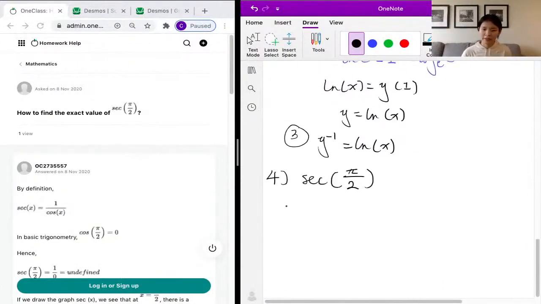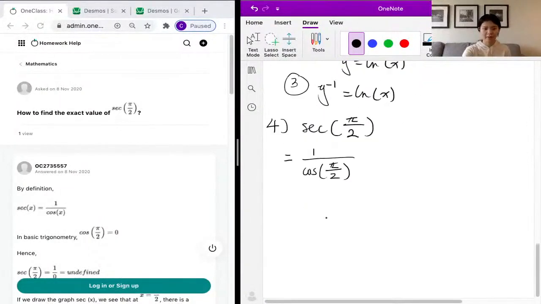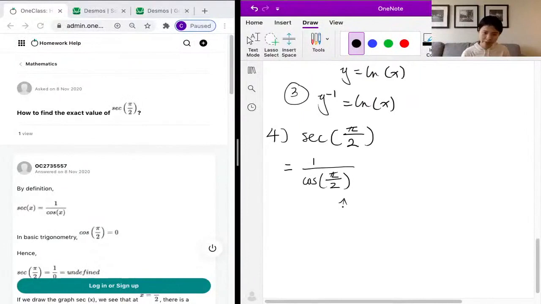We know that the secant function is equal to 1 over the cosine of an angle. So the secant of an angle is equal to 1 over the cosine of the angle, and the secant of pi over 2 is equal to 1 over the cosine of pi over 2. Next, we use our unit circle to check what the value of cosine of pi over 2 is.